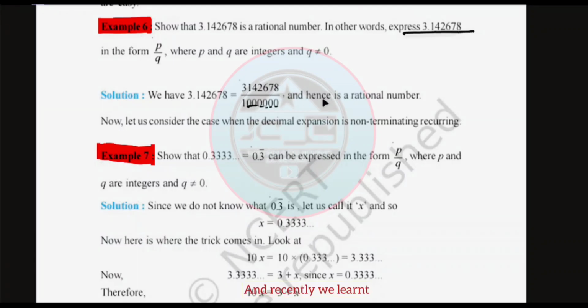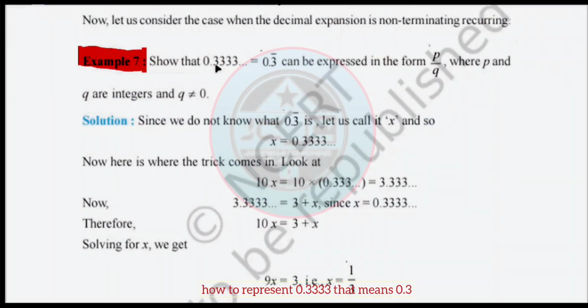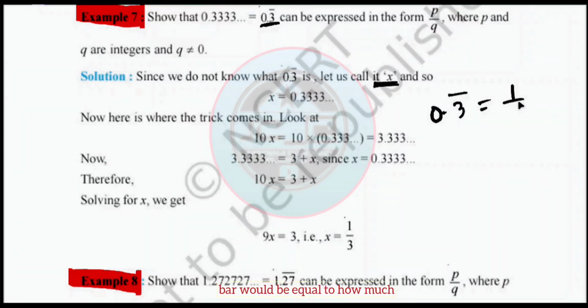Done. And recently we learned how to represent 0.3333..., that means 0.3 bar, can be expressed in the form of p by q, where p and q are integers. So basically we got to know the process, right? Since we do not know what is 0.3 bar, let us take it as x. Same method, just a little while ago I was doing that same method, and after that you would get 0.3 bar equal to 1 by 3, right? This is it.